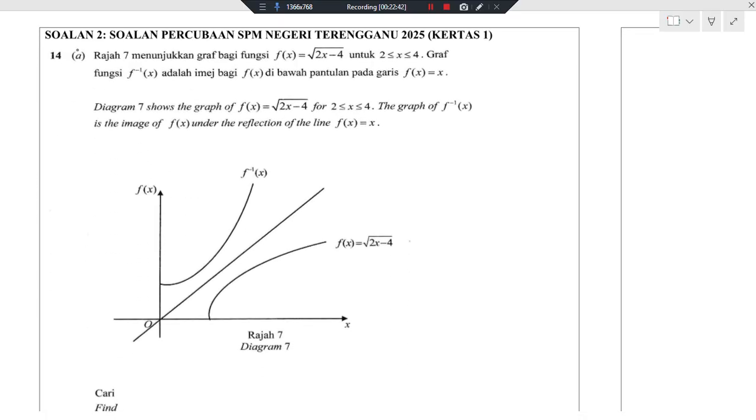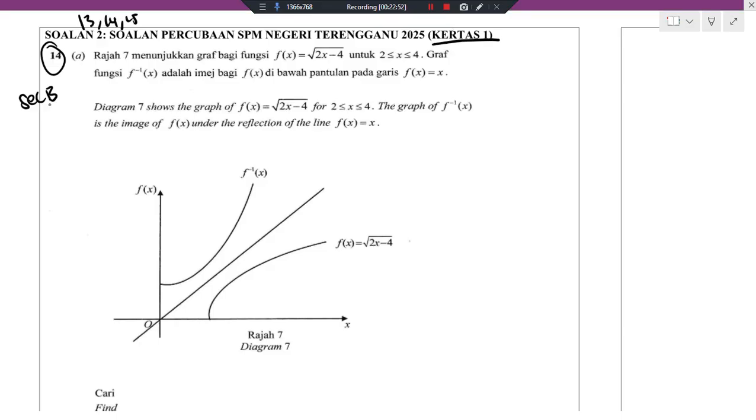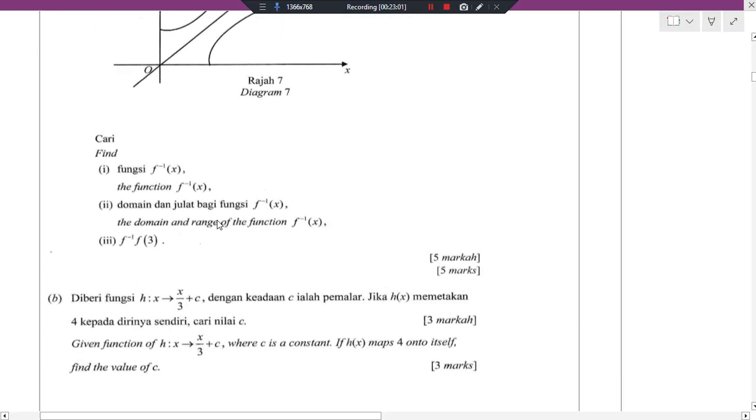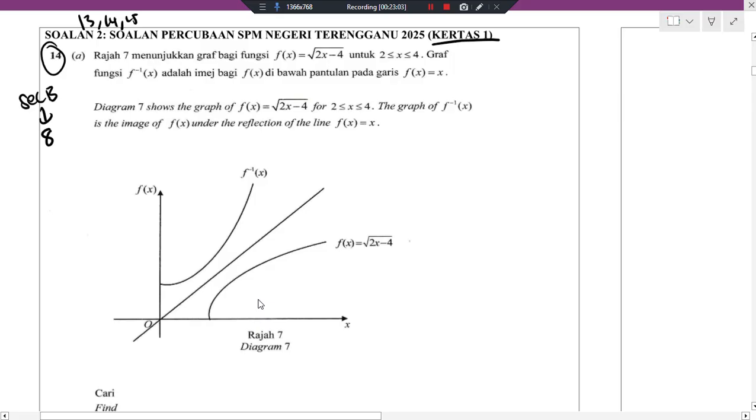Okay. This one you still remember? This is our inverse function kan? Okay. Tak apa, kita tengok. Diagram 7 show the graph of function square root of 2x minus 4 for 2 to 4. Dia dah bagi domain. Ini adalah domain dia. Okay, yang ni it start from 2. So dia punya starting dekat sini kan? Inilah 2, betul tak? And this should be 4.